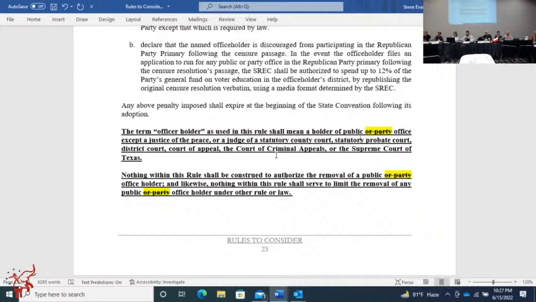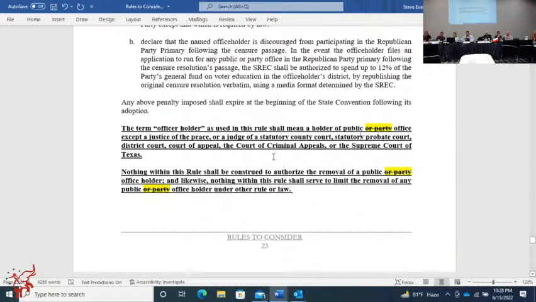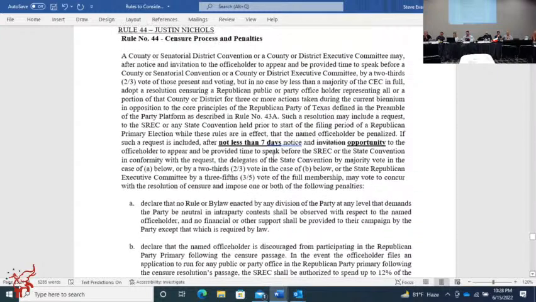Rachel Hooper, SD 13. The language, if we go to the top of Rule 44, says public or party office holder. So just by making those strikes doesn't affect this rule like you want it to. So I'm against your strikes because it doesn't do what you want it to. Anyone else for or against? Against. Looking for a for.